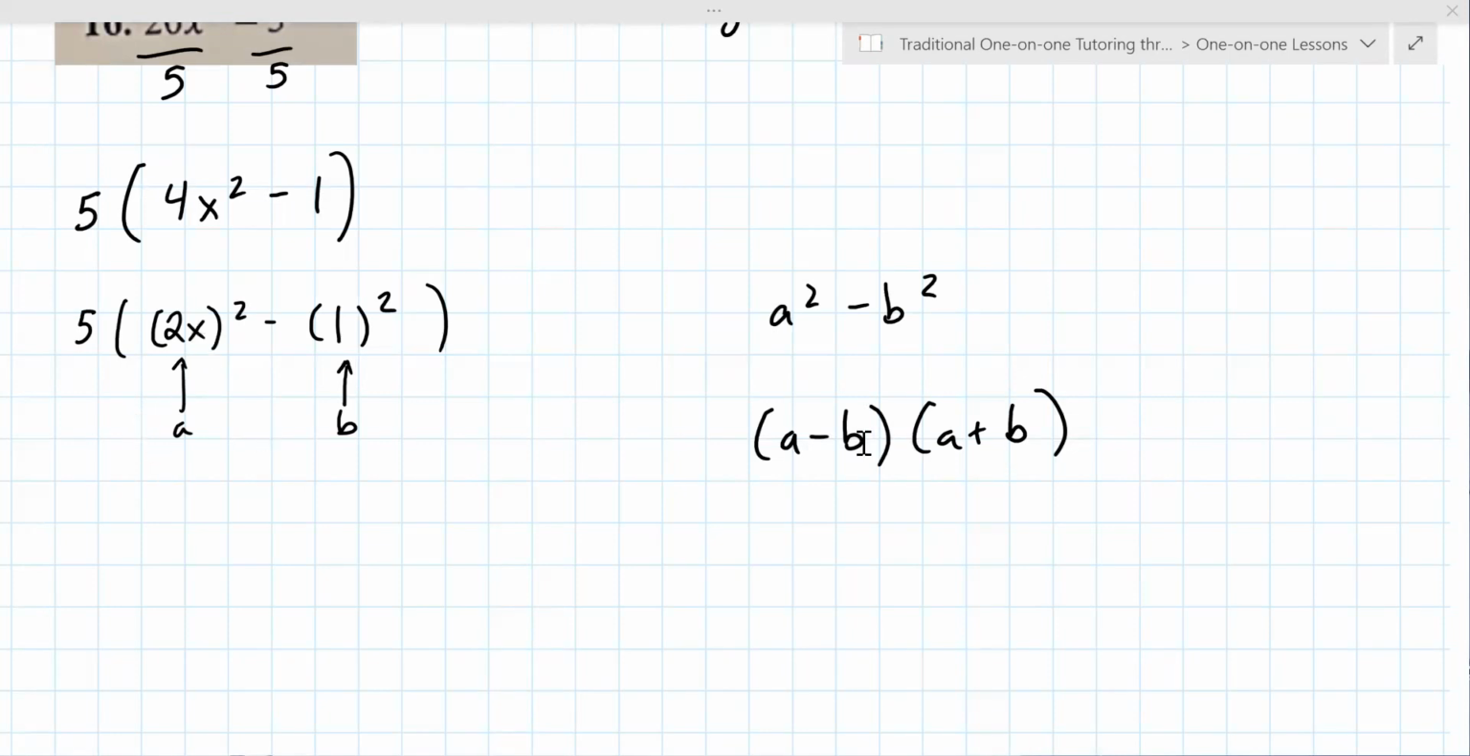Yeah, and again, it's a minus b, a plus b. So what is your a this time? The a is 2x. And what is your b? 1. So it becomes 2x minus 1, 2x plus 1. Then you bring the 5 down.